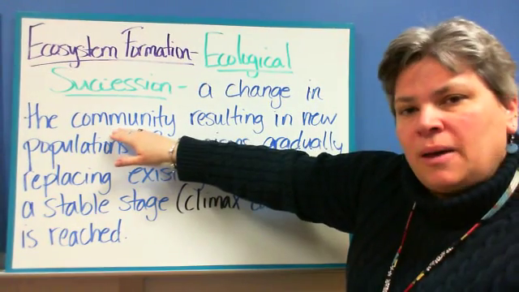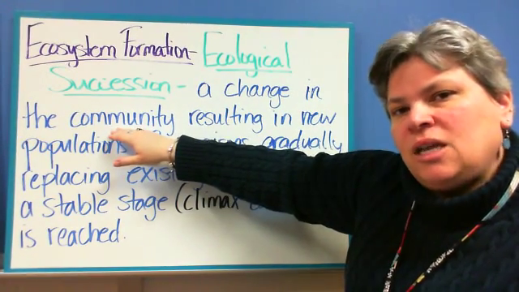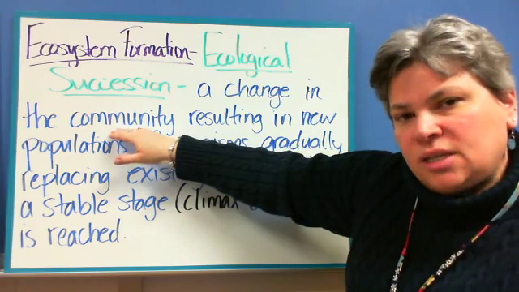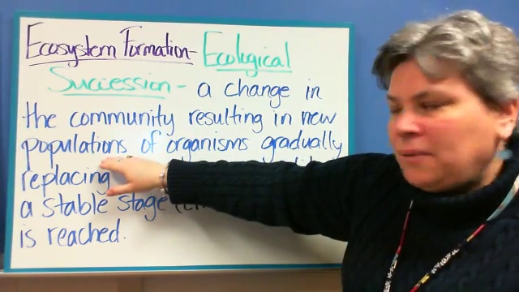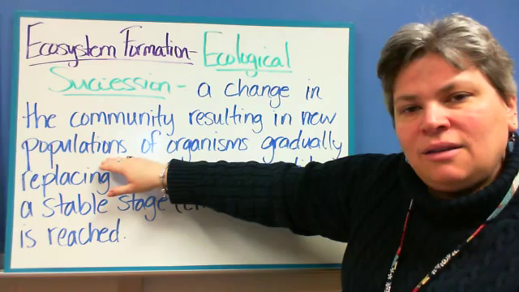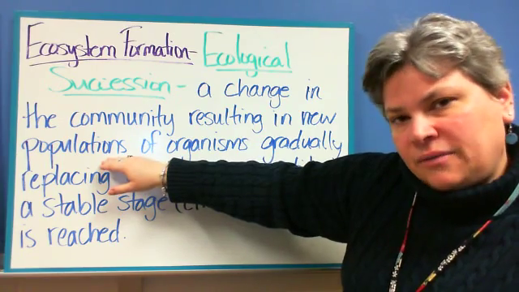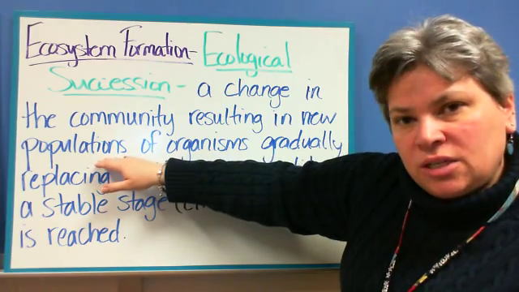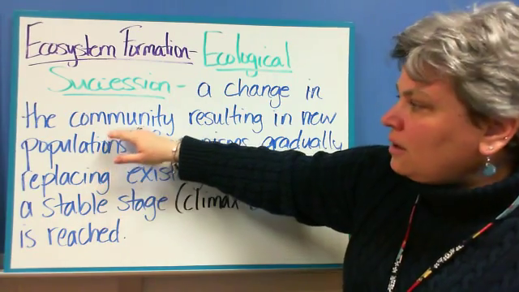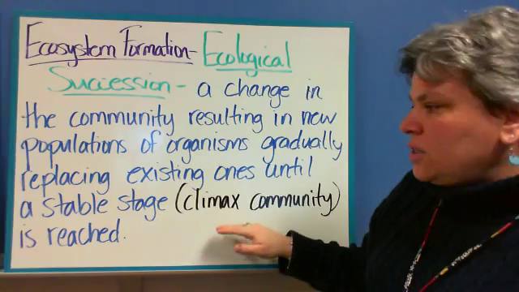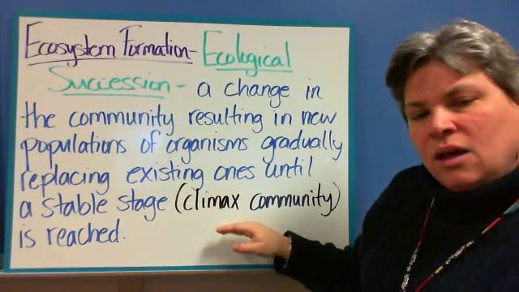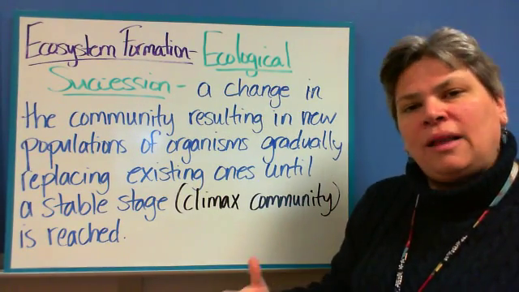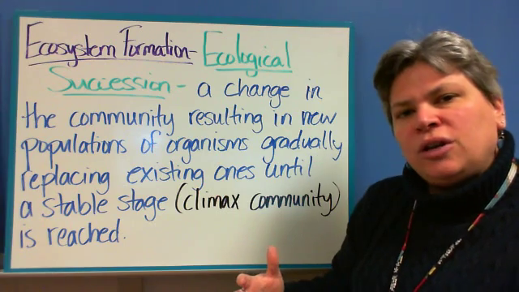A community, remember, is all of the populations in one area, all of the species in one area. So the population is a species in a location. That's the definition. So what we're saying is that we're going to replace one species with another inside a community until we reach a stable point, until we reach what we would call the climax. It's as far as you're going to go.